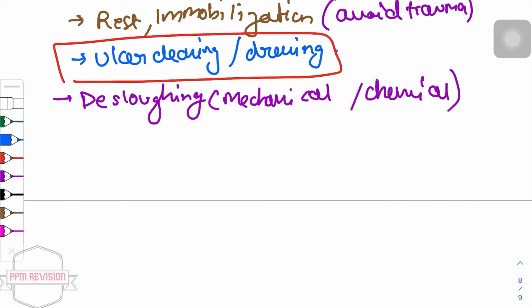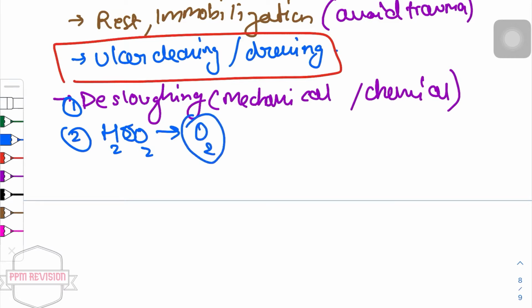Post that, we can use hydrogen peroxide, that's H2O2, which releases nascent oxygen. Because of this oxygen, it acts as a chemical reagent.